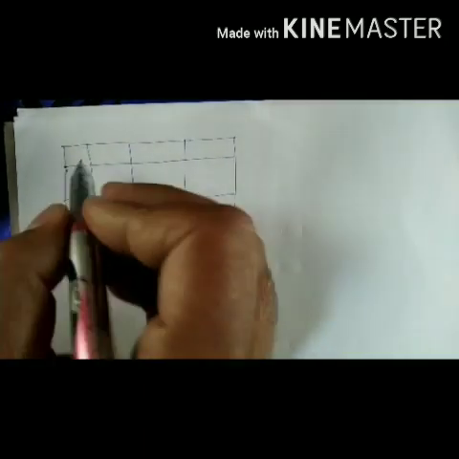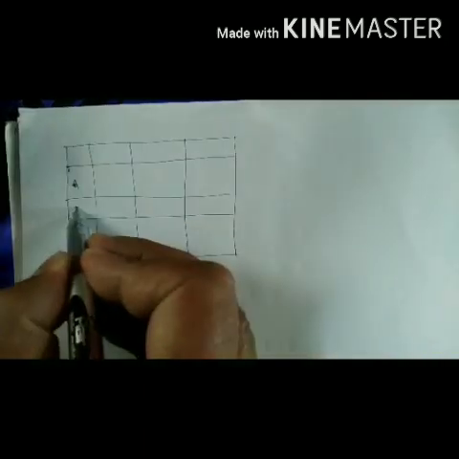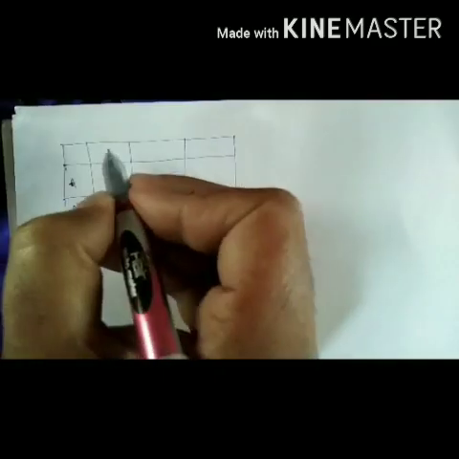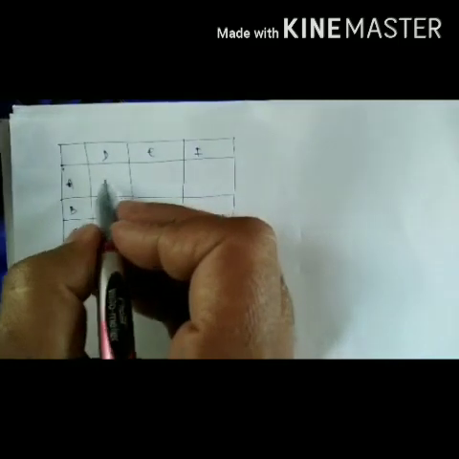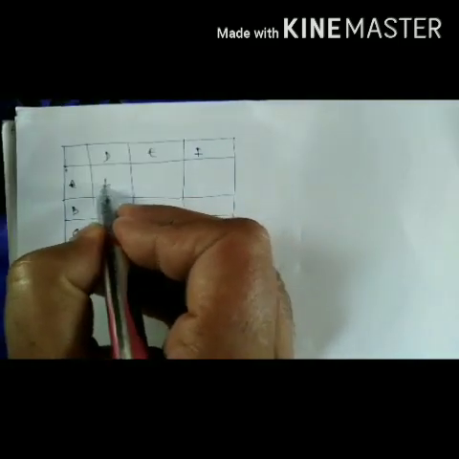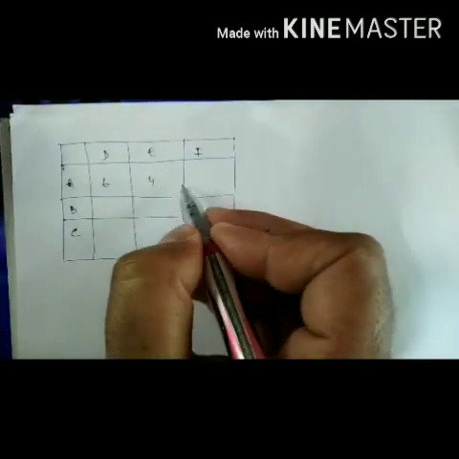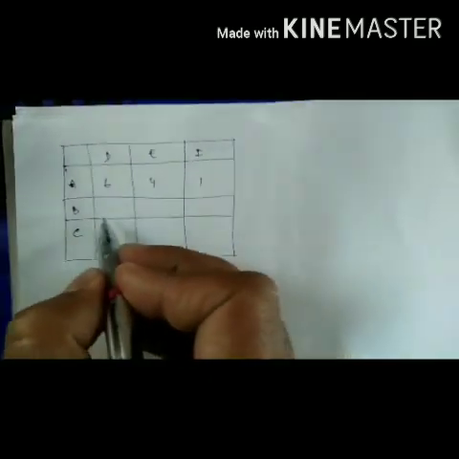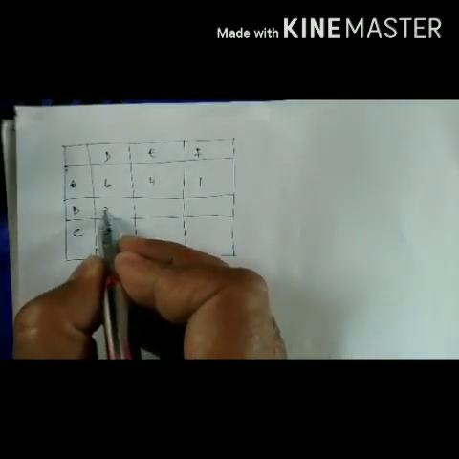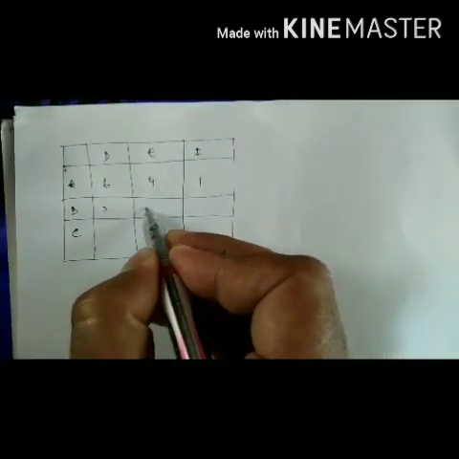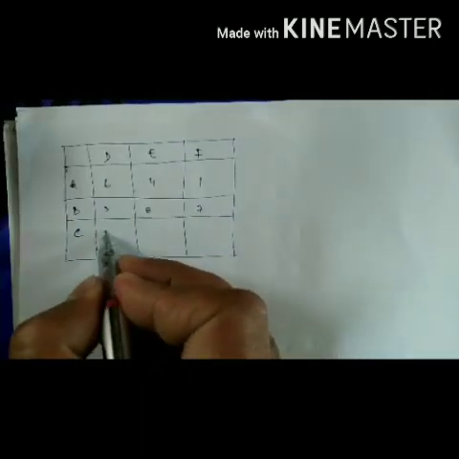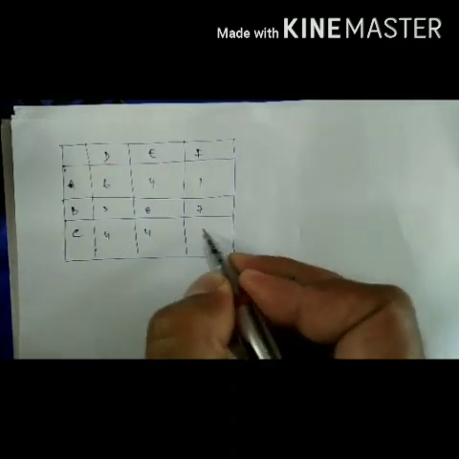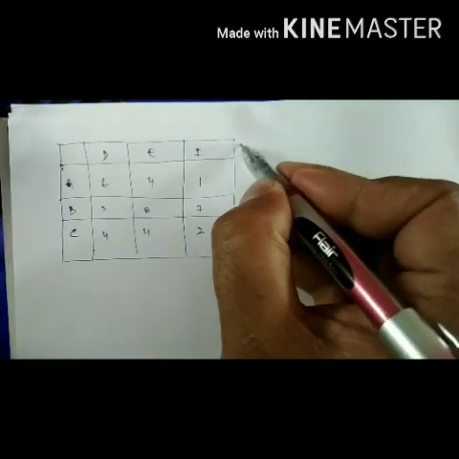I have got the sources A, B and C. I have got destinations D, E and F. And here I have got the costs in sequence: 4, 1, 3, 8, 7, 4, 4, 2.